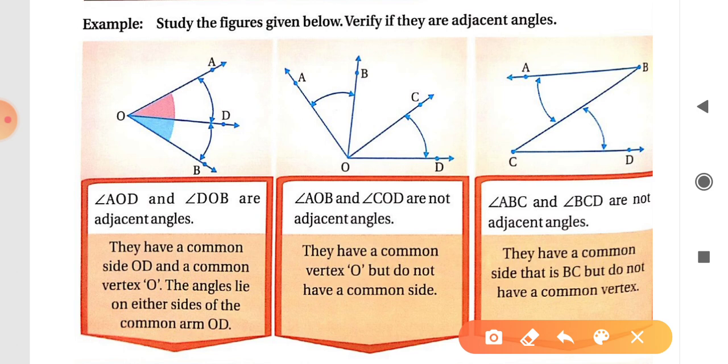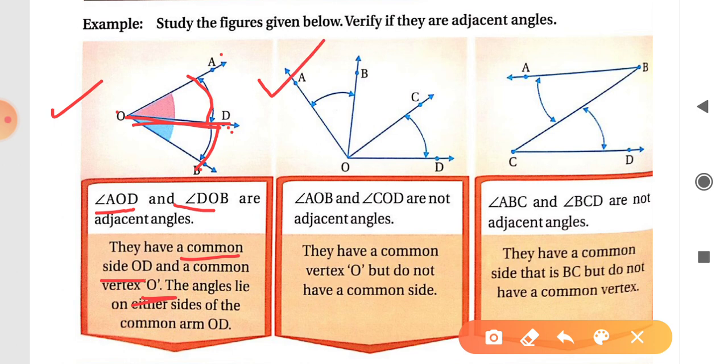In this example, the figure is AOD and DOB. These angles are adjacent angles because angle AOD and angle DOB have a common side, that is, common arm OD. OD is the common arm, and there is a common vertex O, and the angles lie on either side of the common arm OD. One angle is this and another is this. So these three conditions are satisfied, so these are adjacent angles.